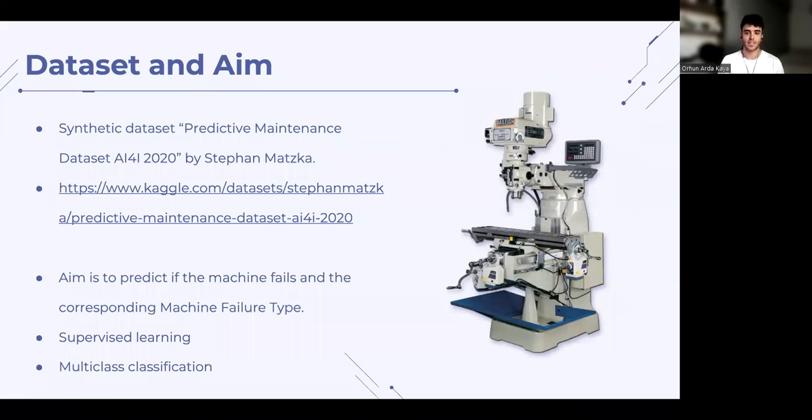Our dataset is a synthetic dataset. We found this dataset on Kaggle. It is the predictive maintenance dataset by Stephen Muscat. Our aim is to predict whether the machine fails or not, and if it fails, what kind of failure it is. We use supervised learning and multi-class classification.